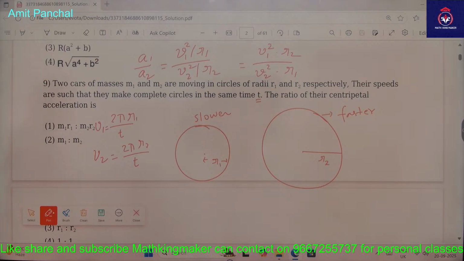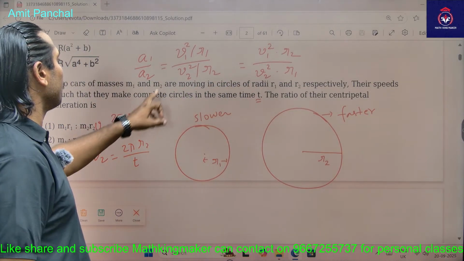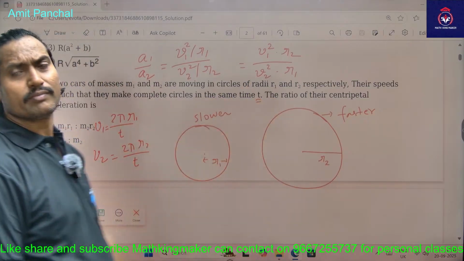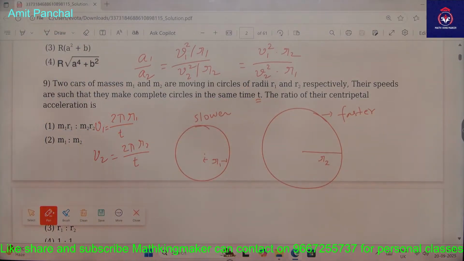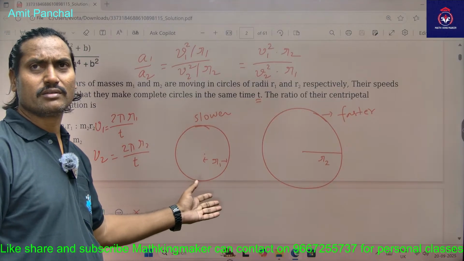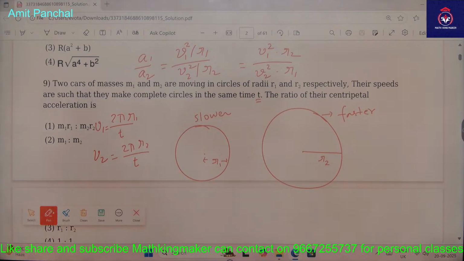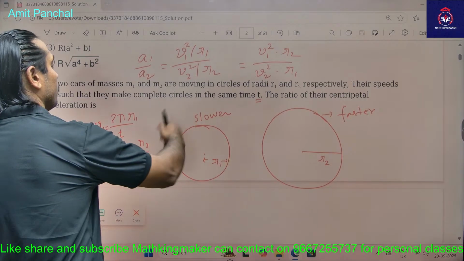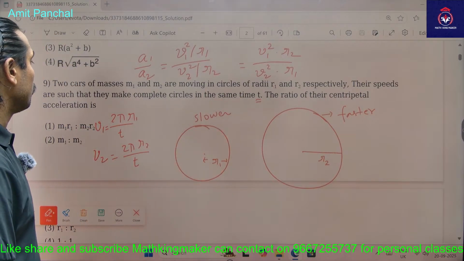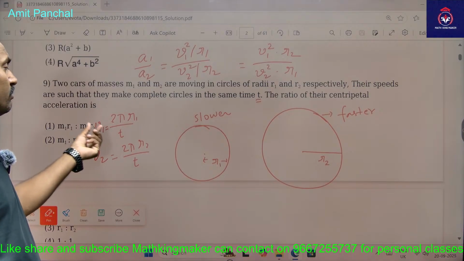But how do you know that they're only making one revolution? It is saying here, their speeds are such that they make complete circle in the same time. No, they're saying they make complete circles. So they could have made 4 rounds around it. No. Complete circle means one circle. Complete circle means the complete revolution they are making in time t. So the total distance covered in one revolution is 2 pi r1 divided by time taken. So that will be the velocity.